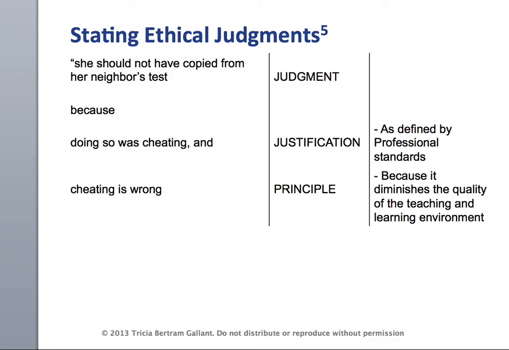And then we can back up our justifications with principles, which are supported by logic. For example, she should not have copied from her neighbor's test because doing so is cheating, and cheating is wrong because it diminishes the quality of the teaching and learning environment, for example. To argue without justification and principles means that our judgments do not have integrity, that is, cohesion or consistency in logic. And when this happens, our actions will not be aligned with our judgment, which leads to hypocrisy.